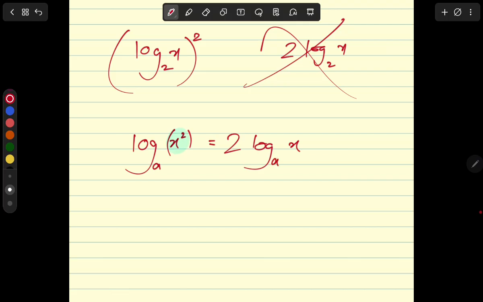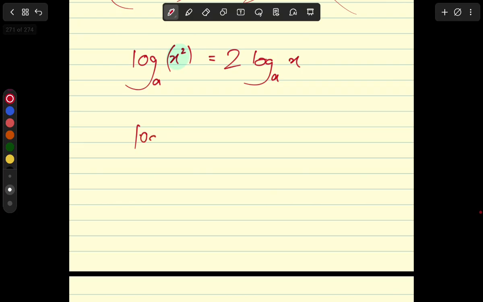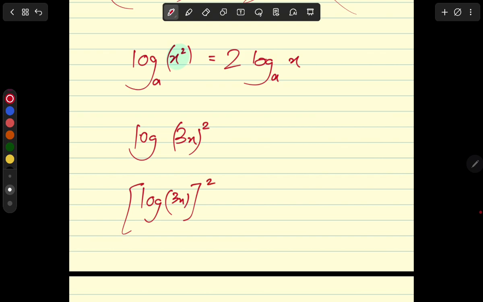Right? Another misconception is that if you have log 3x power 2, then where is the square? Is it inside? Is it outside? This actually means that it is log 3x whole squared, right? Because the logarithm is evaluated first and not the square. It does not mean that it is log 9x squared unless the brackets are written that way, okay?